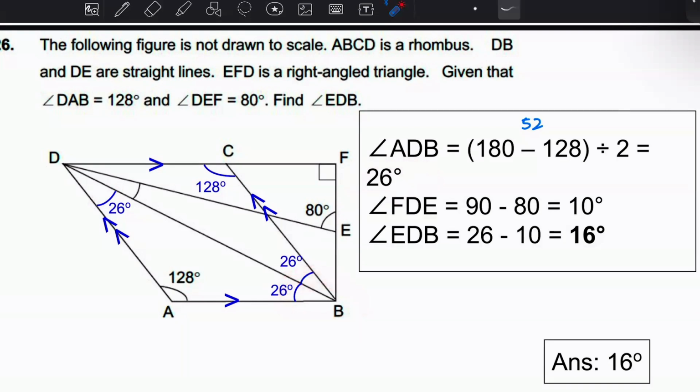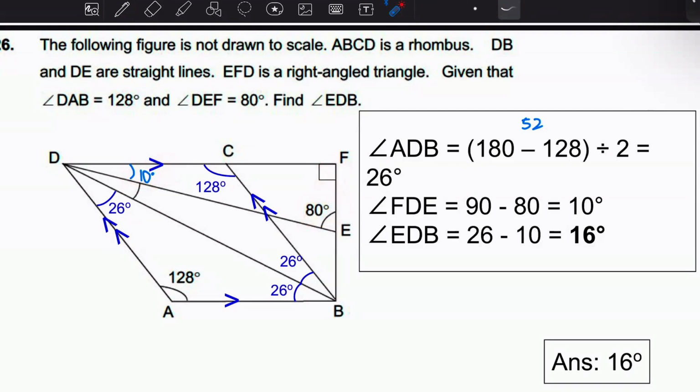Next, angle FDE. Where is angle FDE? Angle FDE is here. Angle FDE is equal to 90 minus 80. You get 10. So this is 10 degrees, right? Because angles in a triangle add up to 180 degrees. So this is 90, this is 80, then this is 10.